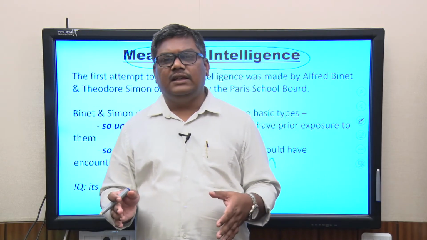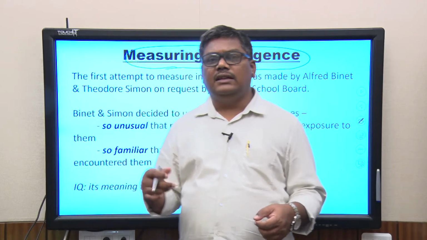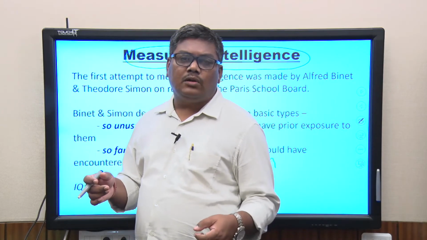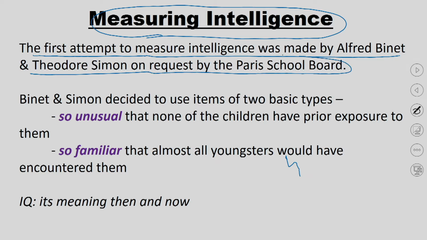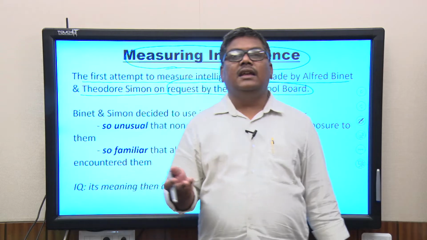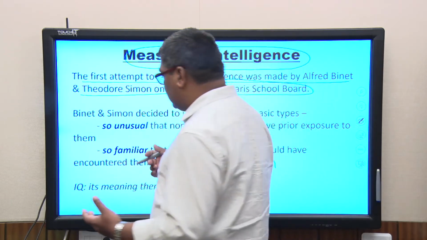The first actual theory of intelligence started with Alfred Binet, where the Paris Council asked him to define an intelligence test. Binet didn't know how to define intelligence. So, what did he do? The first attempt to measure intelligence was made by Alfred Binet and Theodore Simon on request of the Paris School Board. The board asked them to help identify intelligent children, or to give a measure of how intelligence should be measured in school children.